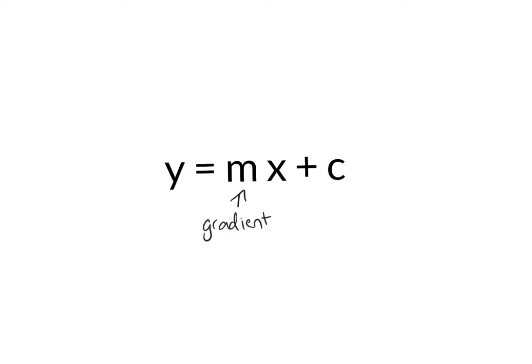No idea why it's m. And plus c is the intercept. Again, no idea why it's c, but the intercept is where we cross the y-axis. Let's see this in practice.